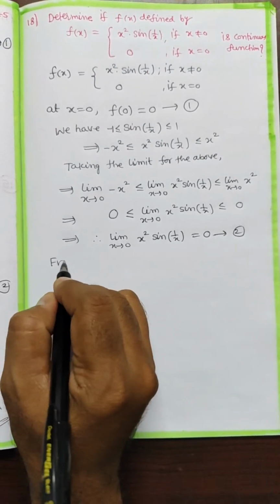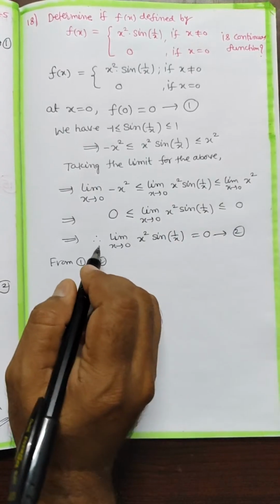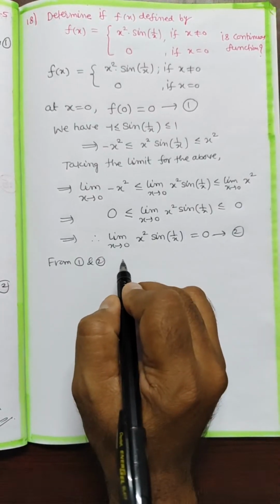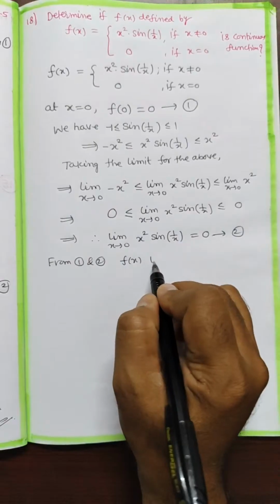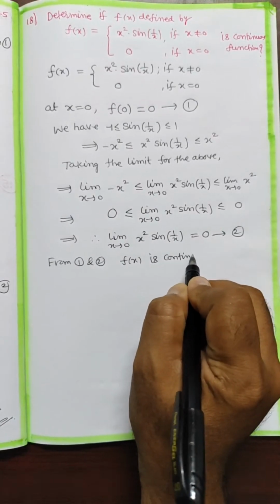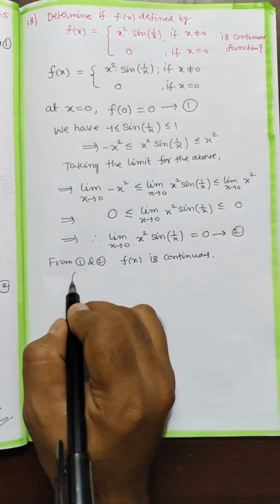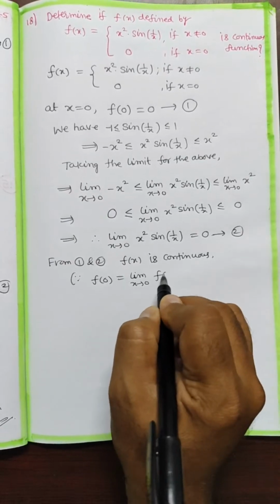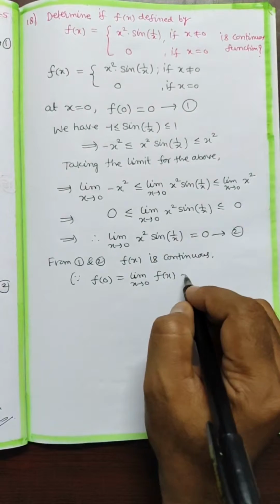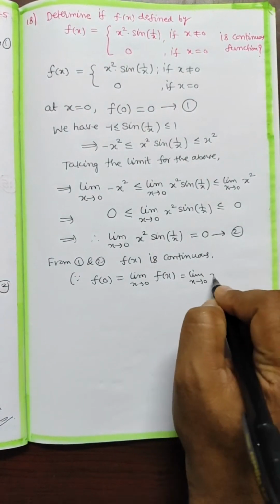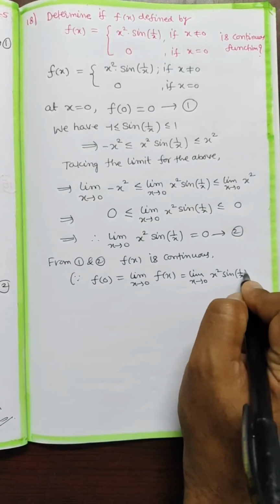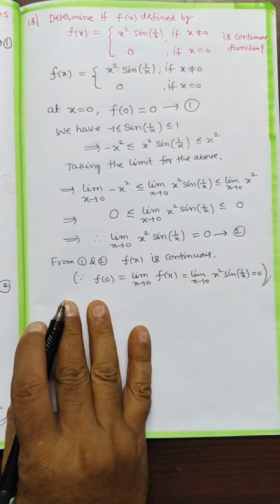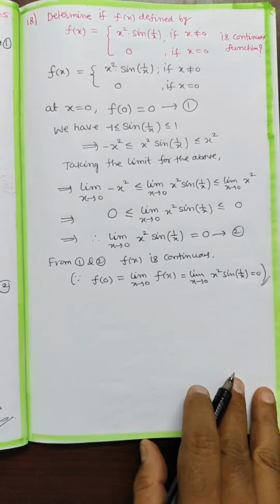From 1 and 2 we conclude that f of x is continuous. Sir, how can you say that it is continuous? Since f of 0 is equal to limit x tends to 0 f of x, in place of f of x that value is there, limit x tends to 0 of x square sine 1 by x. Okay, dear students, I hope you understand. Till there, we completed. Next, we will move to question number 19.